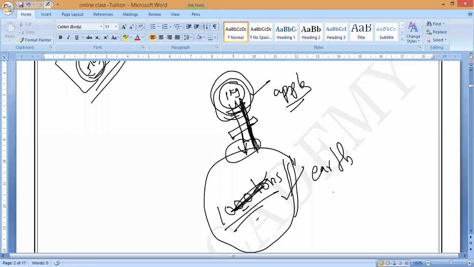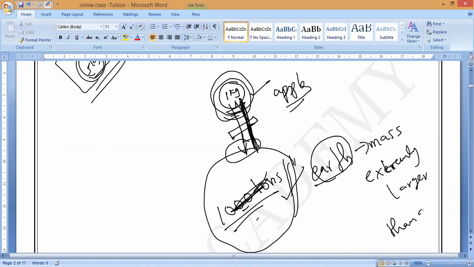You will take an apple, stone, etc., everything falling towards the earth. Why, guys? Can you say? Because the earth's mass is extremely large. Is it yes or no? Yes. So it is extremely larger than the apple. So that is why it is happening.